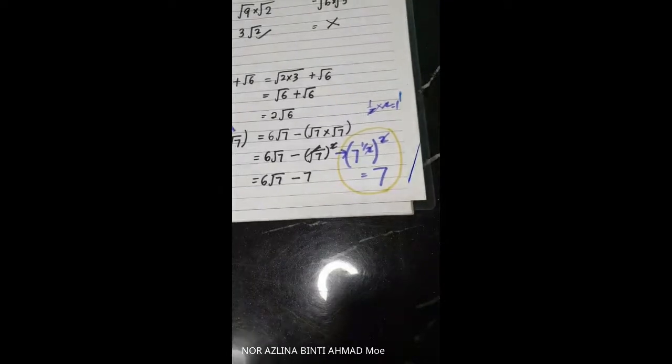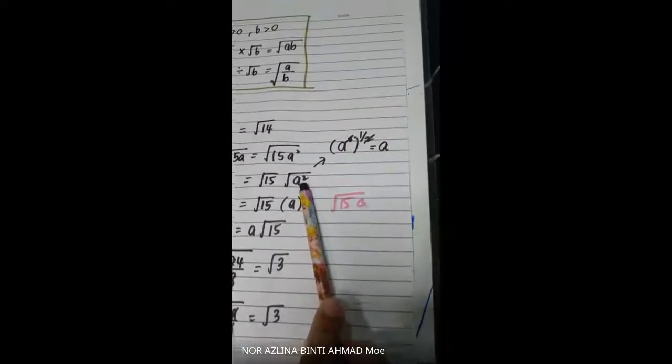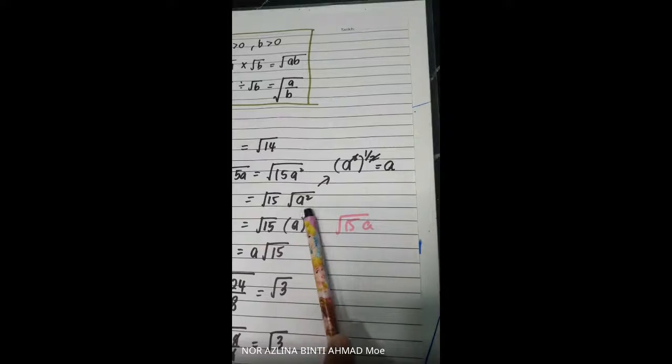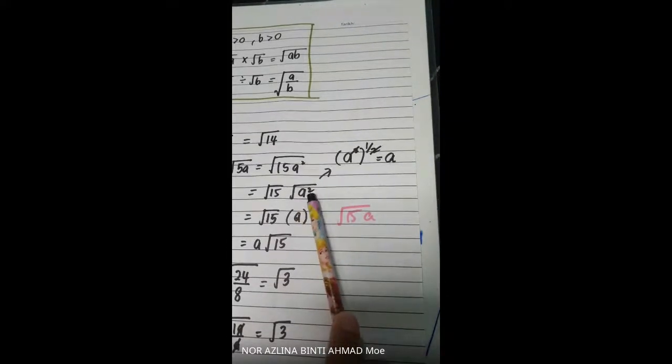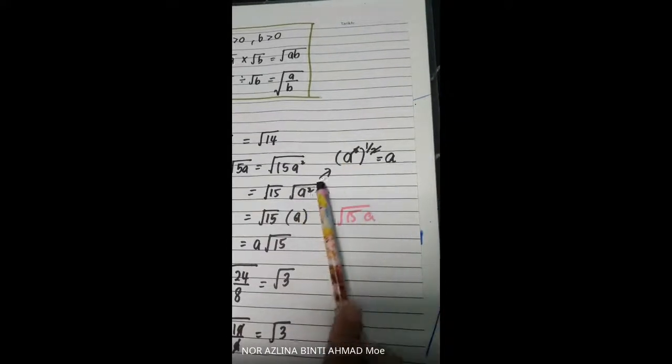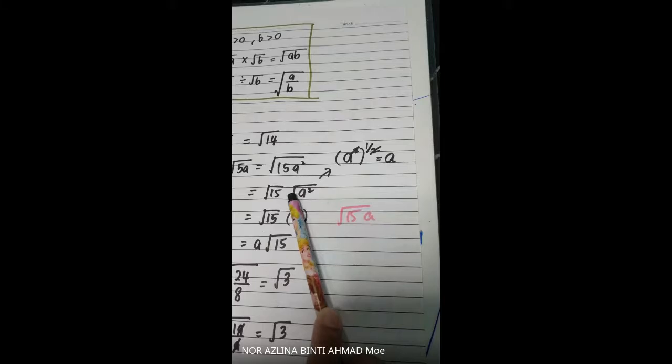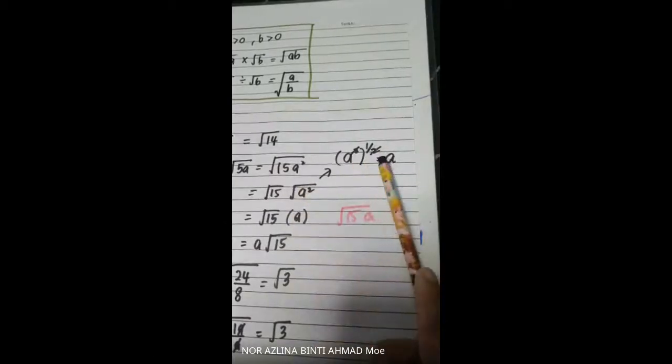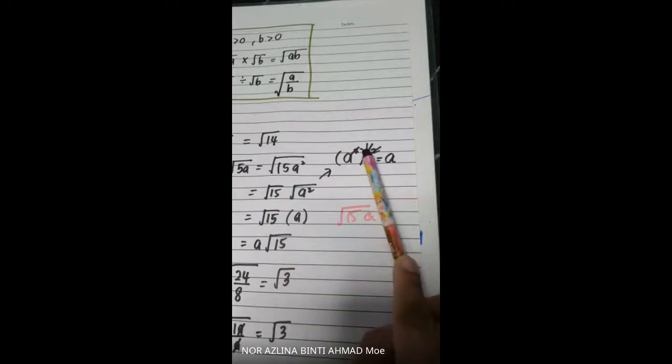Same like before. Like this. When the square is inside, A squared, and this is the square root. Square root of A squared. So A squared in the bracket, root. Square root means power of 1 over 2. So we multiply 2 by 1 over 2. Cancel and cancel. We get A to the power of 1. A to the power of 1 is equal to A only.